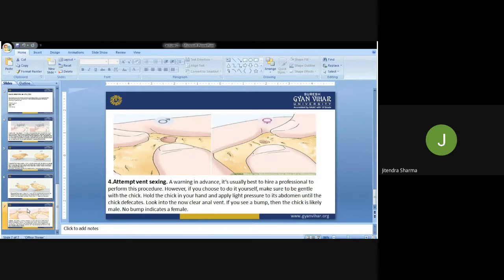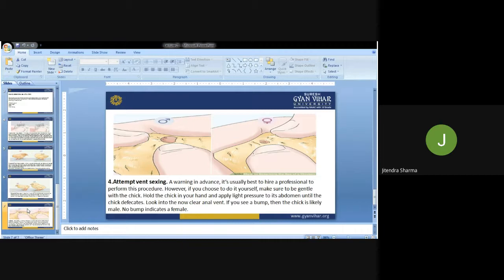Then the final one, vent sexing, which is very important and scientifically proven, and is generally followed at every hatchery in the country and abroad. So, a warning in advance before you attempt vent sexing: it is usually best to hire a professional, because the day old chick is very sophisticated, and if we do not handle the chick properly, it may damage the health and the growth and development of the chick.